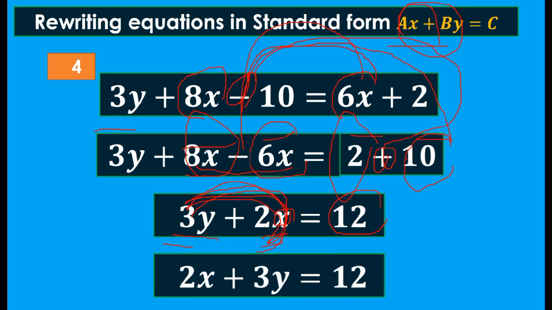I repeat, I did not change the sign of 2x. Why? Because I did not jump in the equal sign. That's why I did not change the sign of 2x. Kumbaga, pinalitan ko lang yung position nilang dalawa. So kung ikaw at ako at ikaw, nag-change lang tayo ng position. Hindi tayo nag-jump sa equal sign. So, meaning to say, hindi tayo mag-change ng sign. Okay? So, we have now 2x plus 3y is equal to 12.